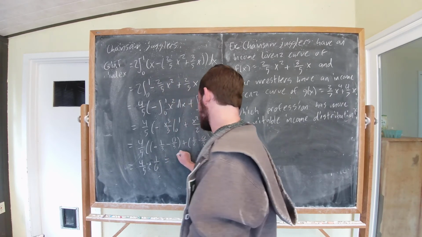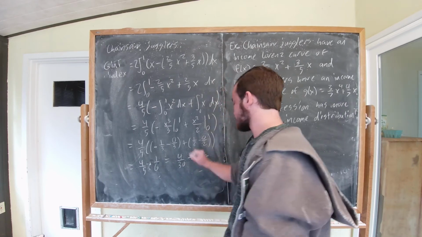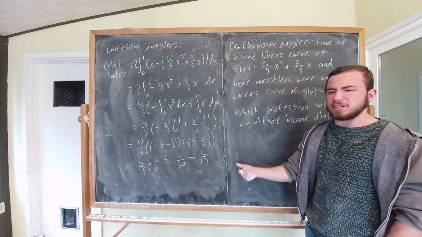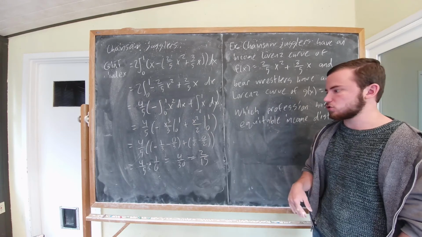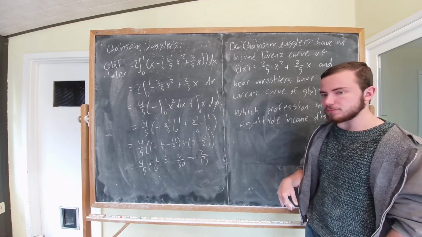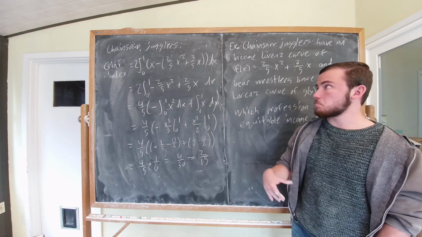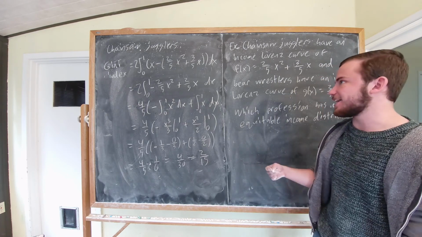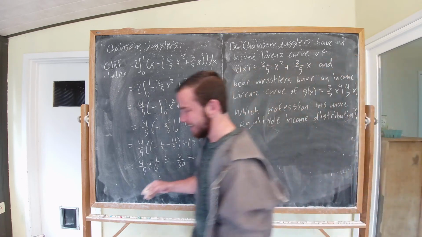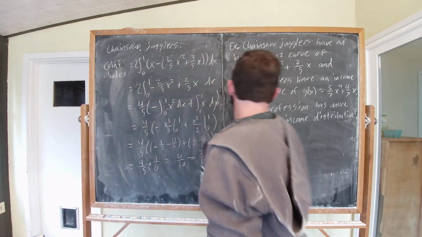So we're going to end up with 4 over 30, or 2/15. So 2/15 is actually a pretty small number. That's like less than 0.2. Yes, less than 0.2. So who knew chainsaw jugglers were a pretty equitable society, I guess. How about that? Alright, let's do the other one.